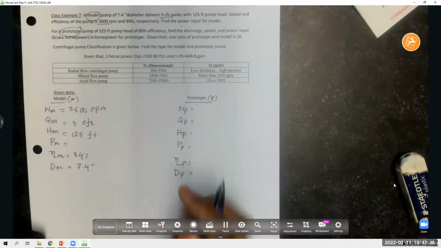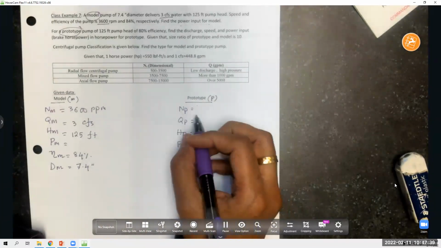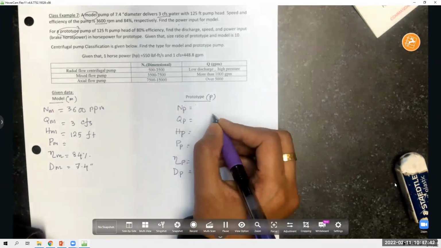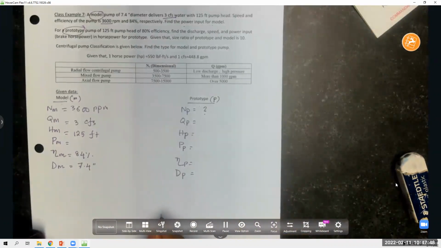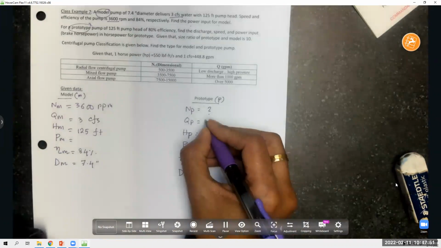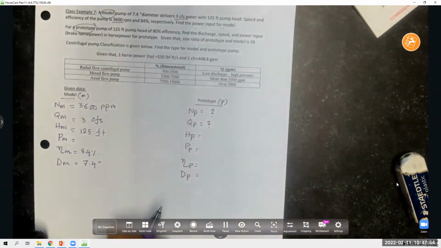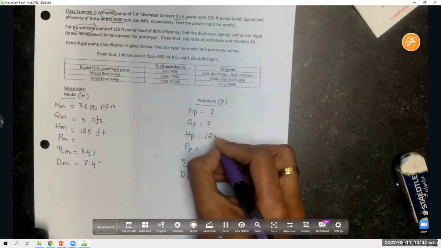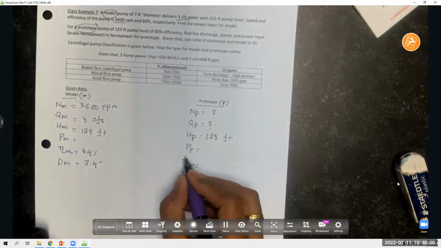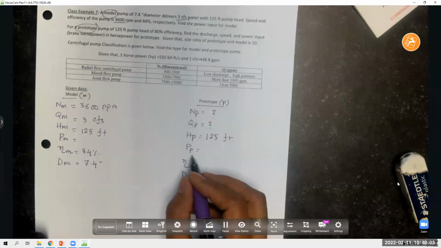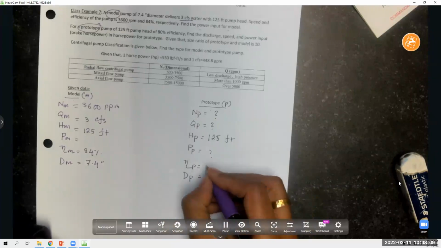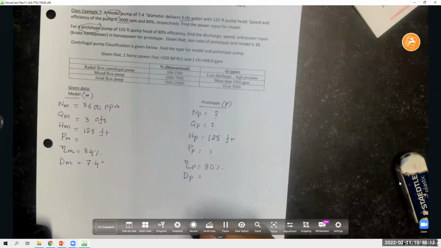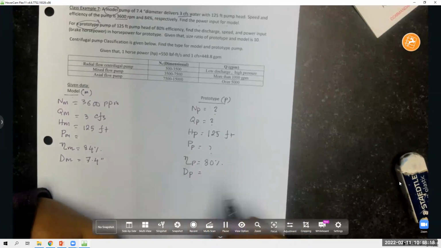Let's see what do we already know about the prototype. Do we know the rotational speed for the prototype? No. Do we know the discharge? Do we know the pump head? 125, okay. Do we know the power input for the prototype? Nope. Do we know the efficiency of the prototype? 80%. Do we know the diameter of the prototype propeller? It's not directly given, but yeah.